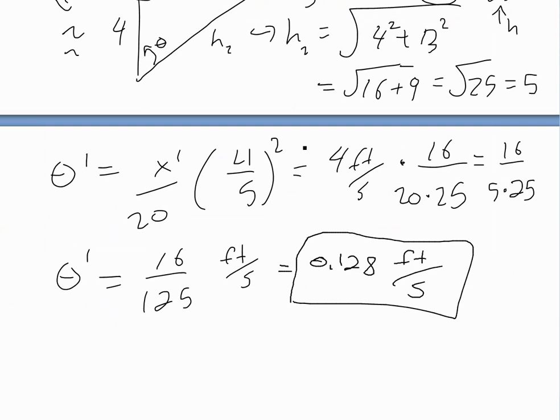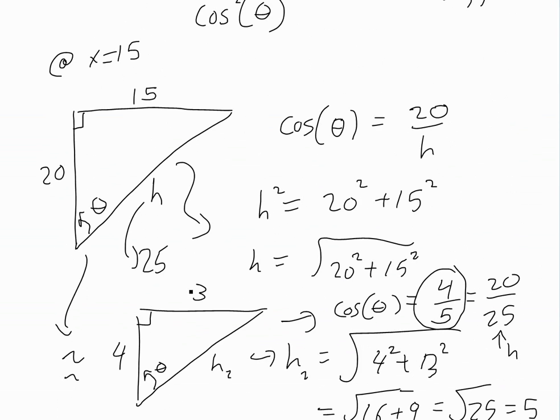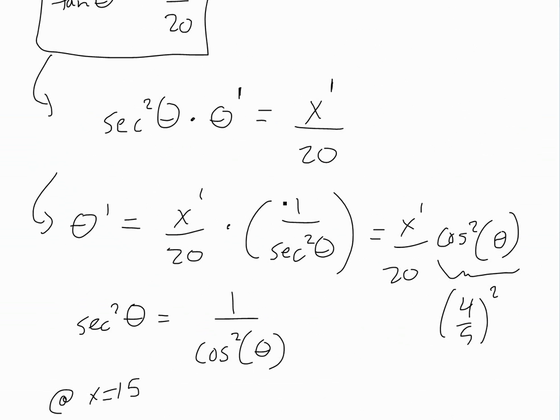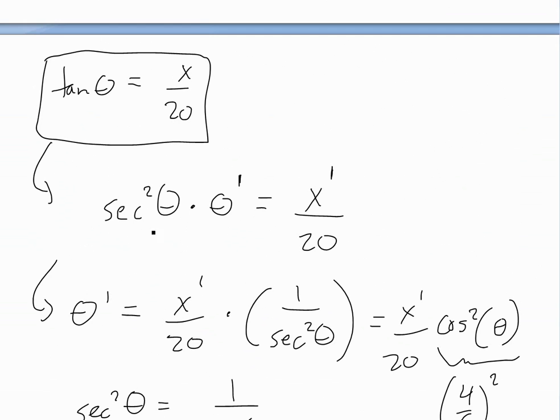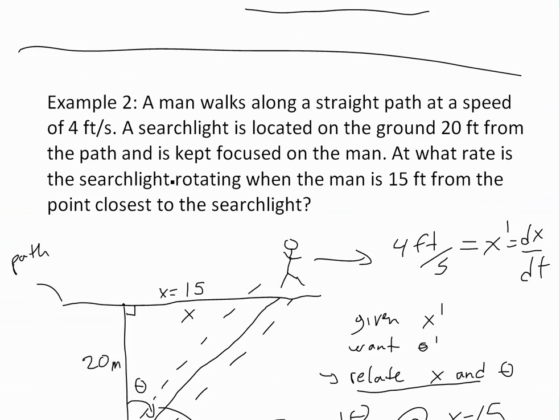Well, that's all for today. Hopefully you learned something. We got the rate of change of the angle as it rotates, so at the rate it's turning, it's 0.128 per second. We got it using similar triangles, and also relating the rates of what we're given, which is x prime, using the equation we can derive that has both of them. We're using tan theta.